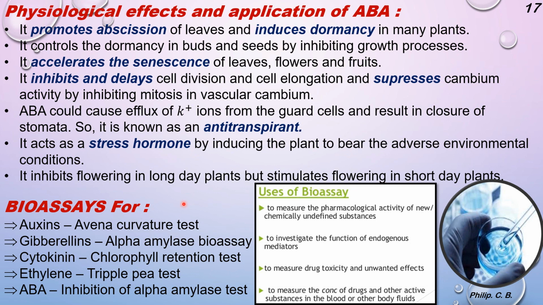Further, bioassays here: auxin, Avena curvature test; gibberellins, alpha amylase bioassay; cytokinin, chlorophyll retention test; ethylene, triple pea test; ABA, inhibition of alpha amylase test. Use of bioassay to measure the pharmacological activity of new chemically undefined substance, to investigate the function of endogenous mediators, to measure drug toxicity and unwanted effects, to measure the concentration of drugs and other active substances in the blood and other body fluids. This is just an additional information added over here.